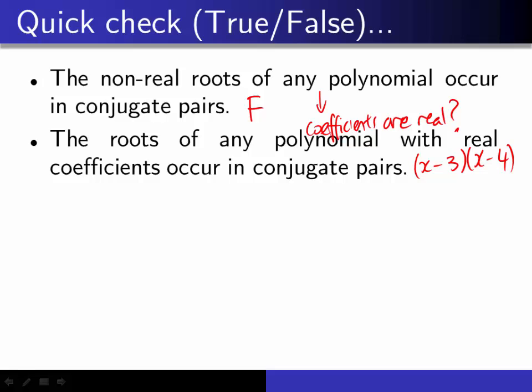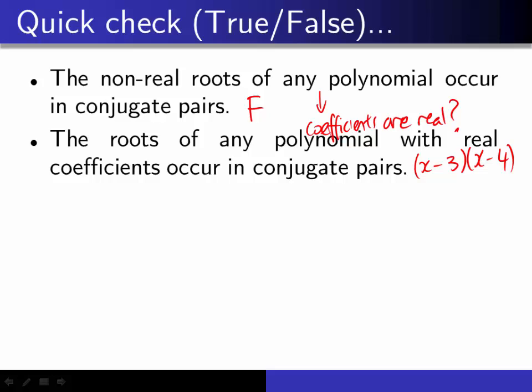In its factorized form, this is a quadratic polynomial, right? Are the coefficients of this quadratic polynomial after expanding going to be real or not? Yes. Do the roots occur in conjugate pairs? No. So if the roots are already real, you may not see conjugate pairs.